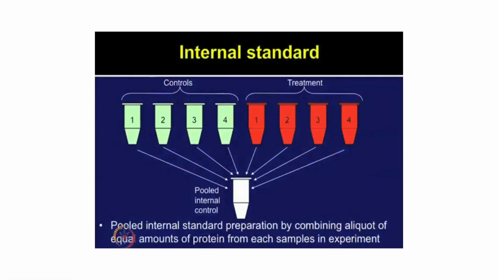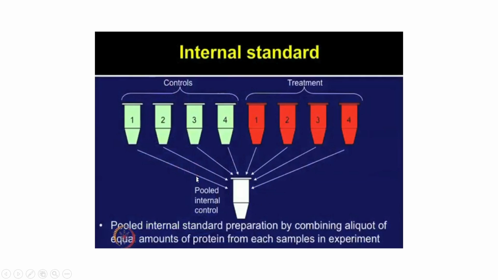Along with that, in the DIGE technique, we require an internal standard. What is that internal standard? It can be made in different ways. One internal standard can be the pooling of each and every sample, which is called a pooled internal standard. In other words, it is also called QC, for quality control. So you can also call it QC when you are pooling everything.